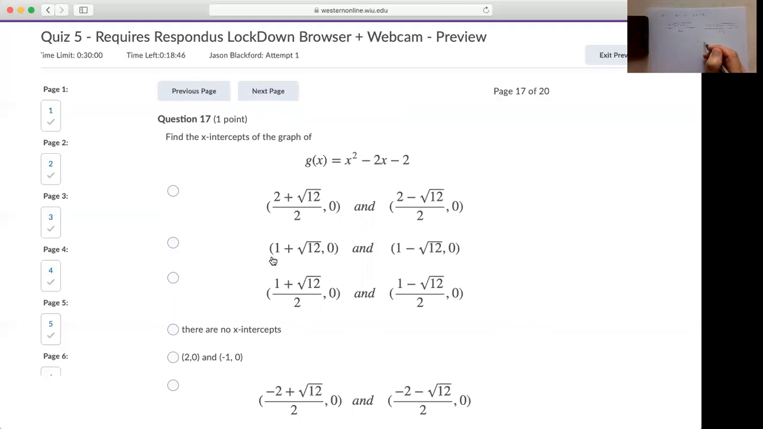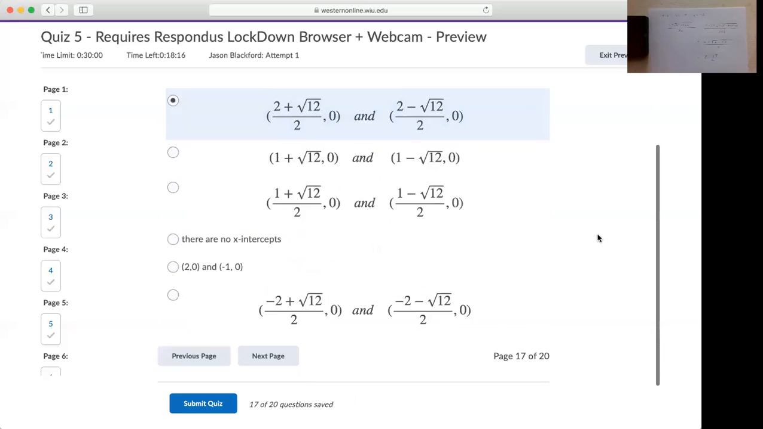And this is going to be 2 plus or minus the square root of 4 minus -8 over 2, which is 2 plus or minus the square root of 12 over 2. So our answer is right up here: 2 plus the square root of 12 over 2, and 2 minus the square root of 12 over 2. You could have reduced it, of course, but you didn't have to.